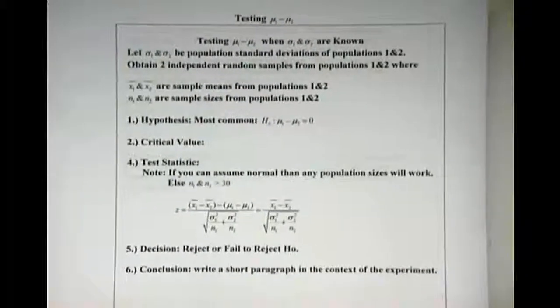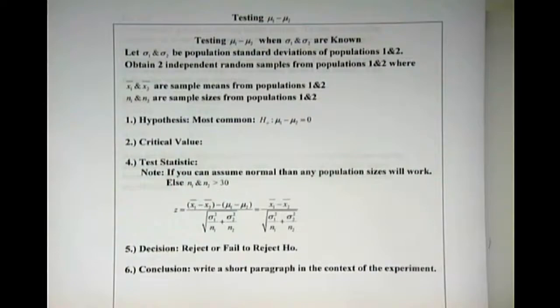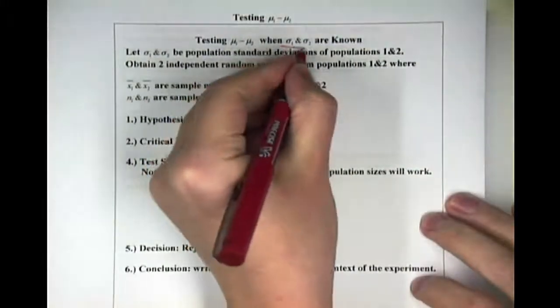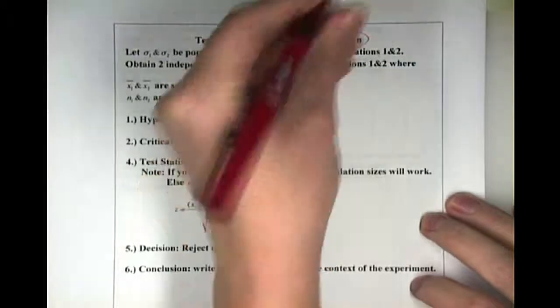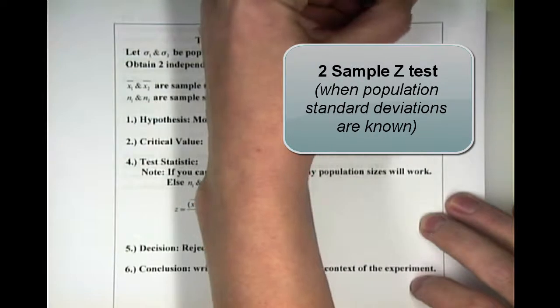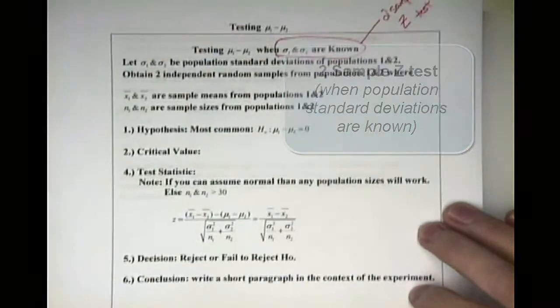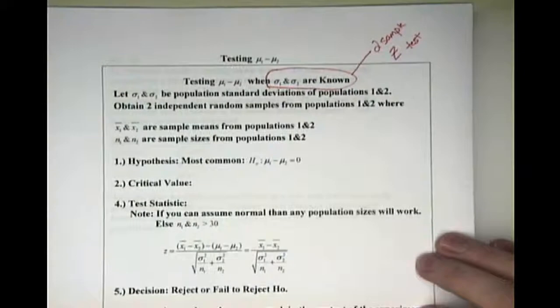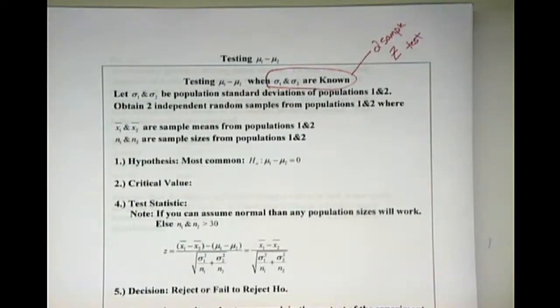Okay, students, so this is page 102, and this is testing mu1 minus mu2 when sigma 1 and sigma 2 are known. We're going to be using a two-sample z-test. So we're going to assume that we know the population standard deviations and that we have sample means and sample sizes from both population 1 and population 2. It's important to note that these populations are independent from one another.